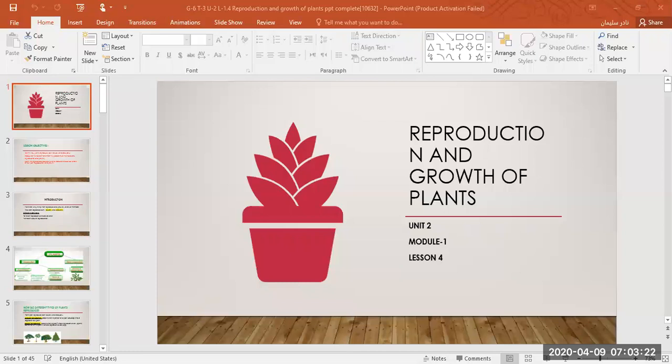I'm going to summarize for you the materials that we covered the second week. The lesson was lesson 4, the fourth lesson in unit 2, reproduction and growth of plants. So as you see here, this lesson, unit 2, module 1, lesson 4.